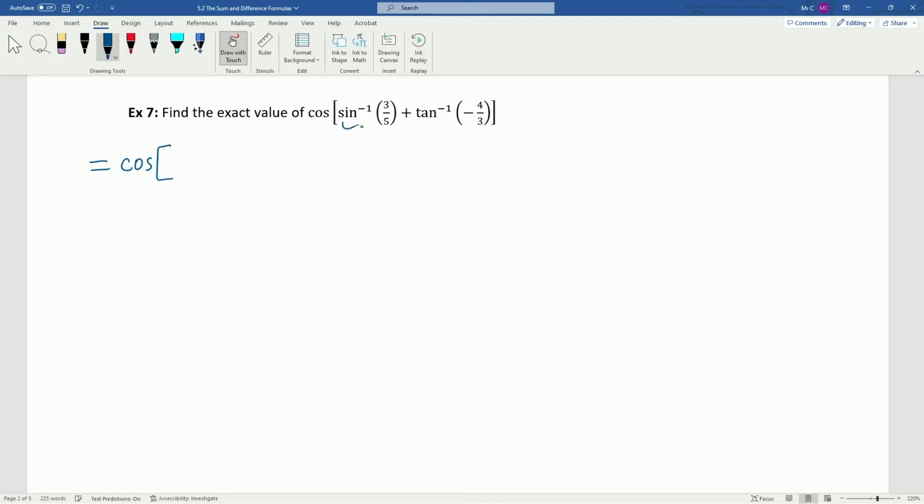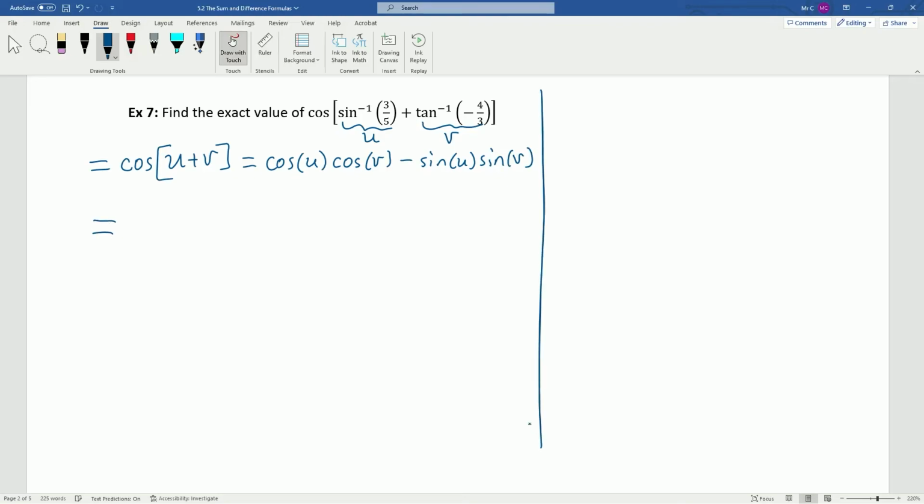Now, remember these trig inverse functions output angles. So we can call these angles u and v and rewrite this as cosine of u plus v. In which case we can start thinking about this in terms of our sum formula: cosine of u, cosine of v, minus sine of u, sine of v. So now it becomes a question of how do I find the values for cosine of u, cosine of v, sine of u, and sine of v.